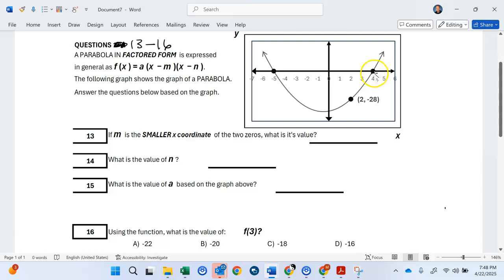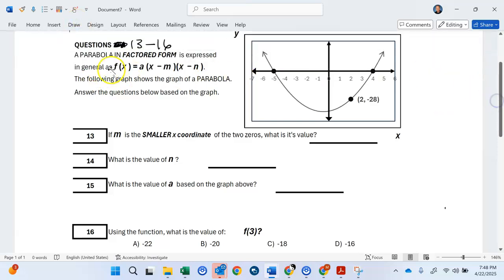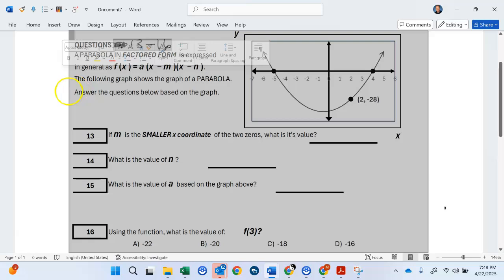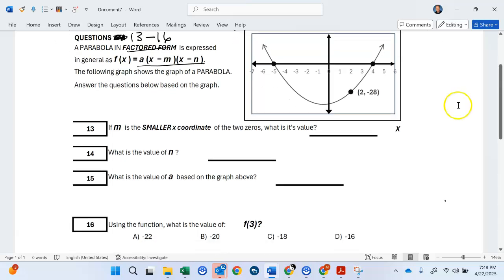We have another parabola, and we have 3 points. We have the zeros, and we have 1 point here. What they want us to do is put it in factored form. That means in this form here. The first two questions are just asking us the x-coordinate of this first zero. So the m is the smaller.